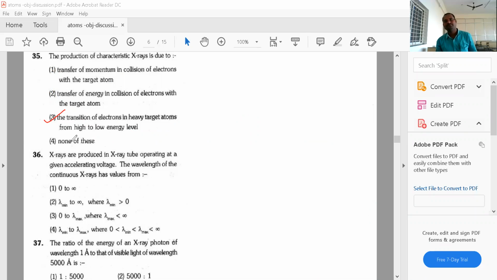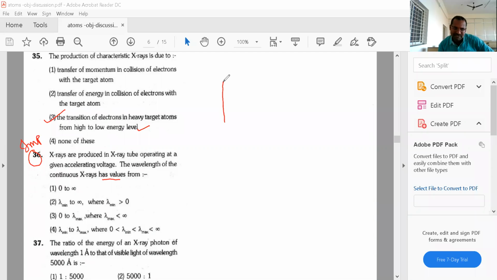Conceptual question. Transition of electron in the heavy target atom from higher to lower energy level. This is the right answer. Next, important question. X-rays are produced in an X-ray tube operating at a given accelerating voltage. The wavelength of continuous X-ray has the value.